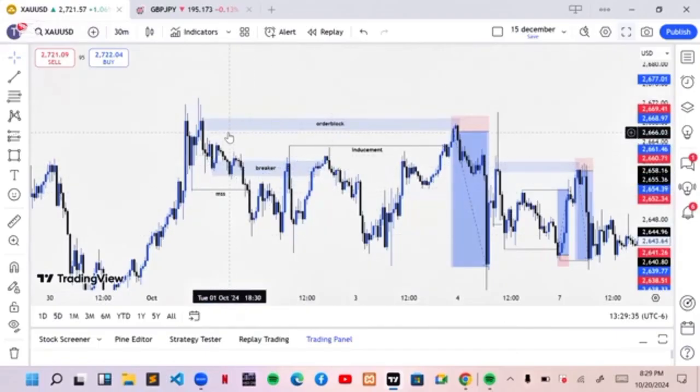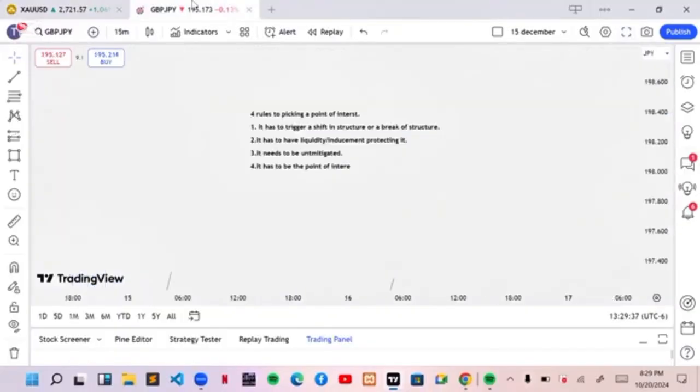So this is our breaker block here, and this is our other block. The first rule says it has to trigger a shift in market structure or a break of structure. The second rule says it has to have liquidity protecting it. The third rule now says it needs to be unmitigated.